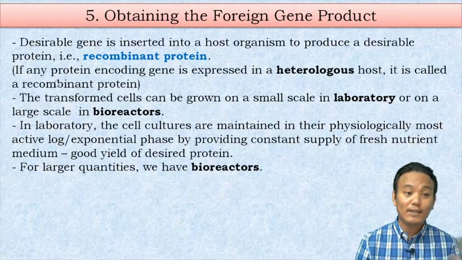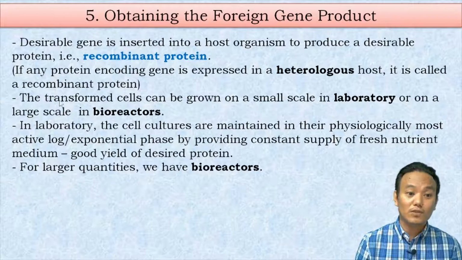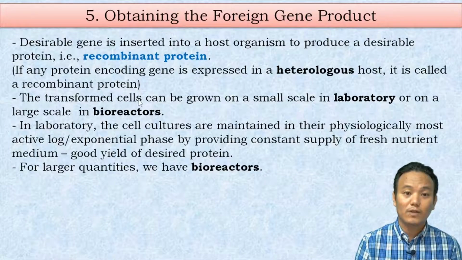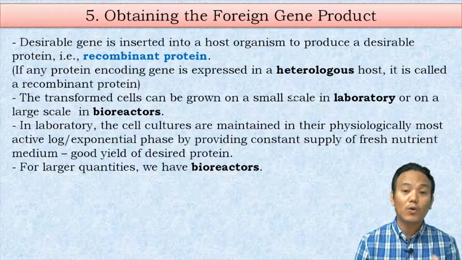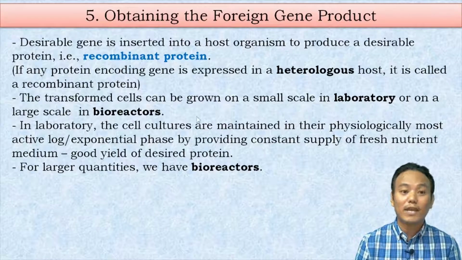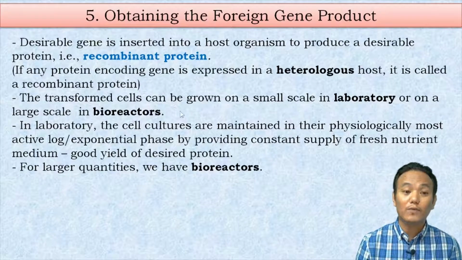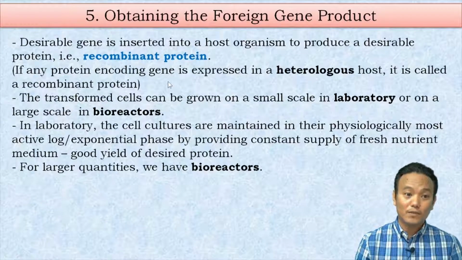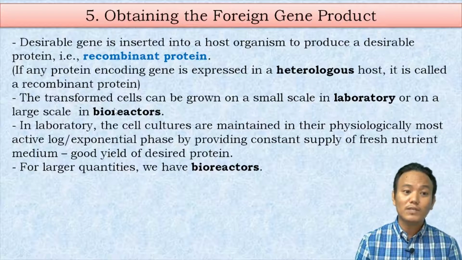In order to get that recombinant protein, the transformed cells can be grown on a small scale in laboratory or on a large scale in bioreactors, depending upon how much of the recombinant protein you require. If you require the recombinant protein in small quantities, laboratory will do. If you require the recombinant protein in large quantities, then you have to use bioreactors.